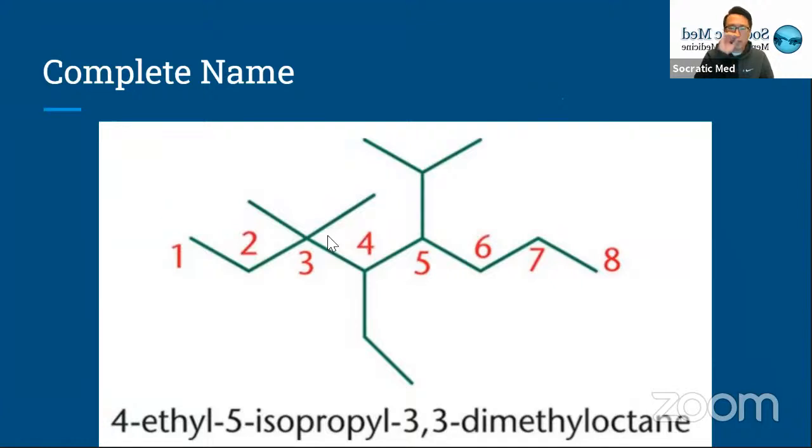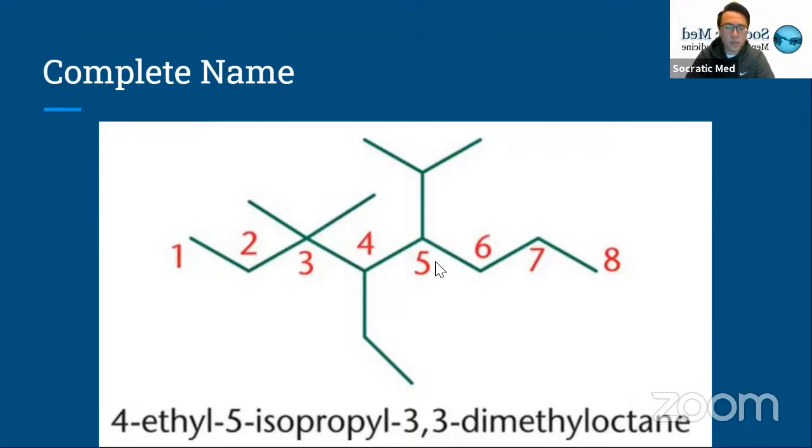And then you see the substituents branching off from the carbon chain. You have the numbers of those too. So you would start with carbon number 1 on the left side because it would assign the carbons with the substituents a lower number than if you started numbering from the right side. So on carbon number 3, there are 2 methyl groups. On carbon number 4, there's an ethyl group. And then on carbon number 5, it's an isopropyl group.